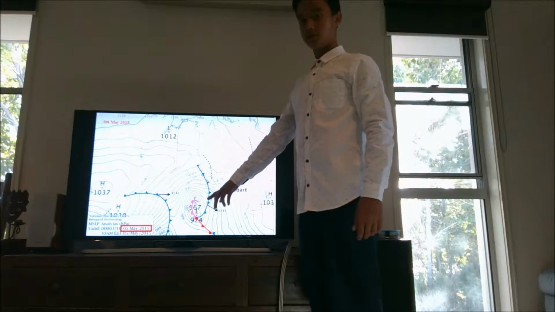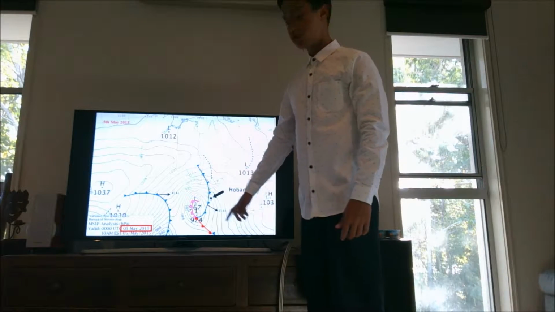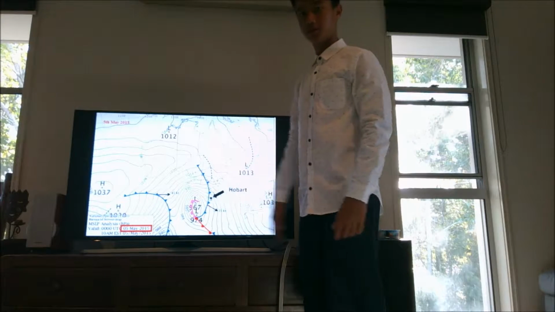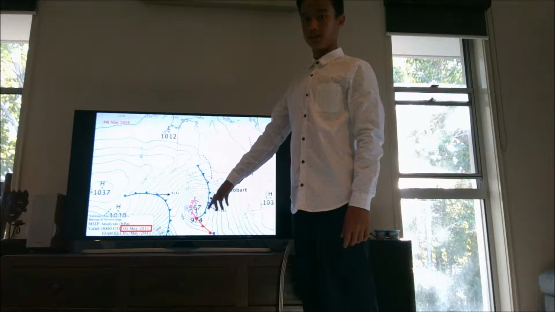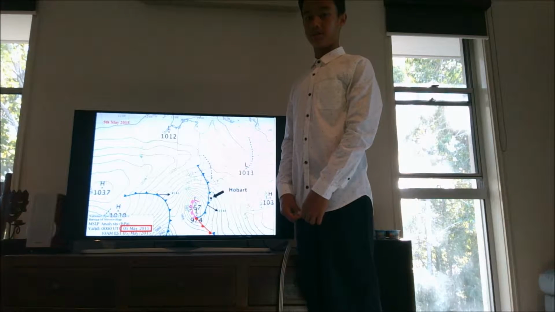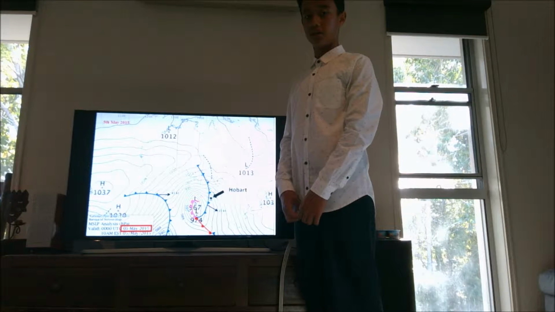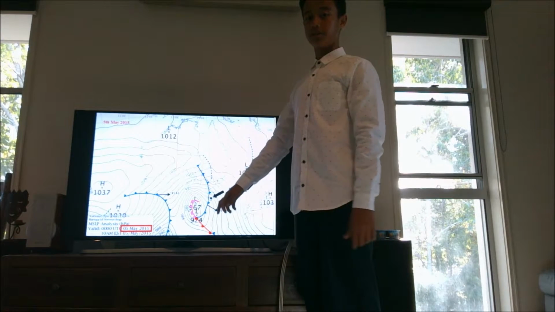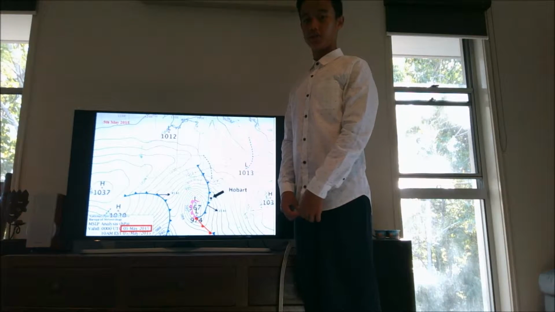Looking at the synoptic chart, starting with Hobart, as we can tell, Hobart is situated in a low pressure system, and this is causing warm air to rise and condense into cloud. Because Hobart was in a low pressure system, the air was rotating in an anti-clockwise direction. You experienced temperatures from 10 up to 20 degrees.